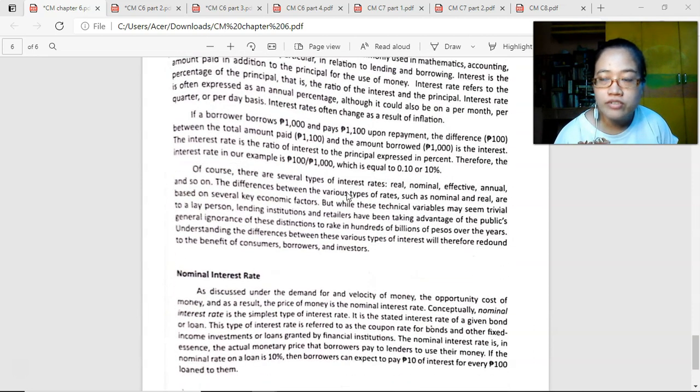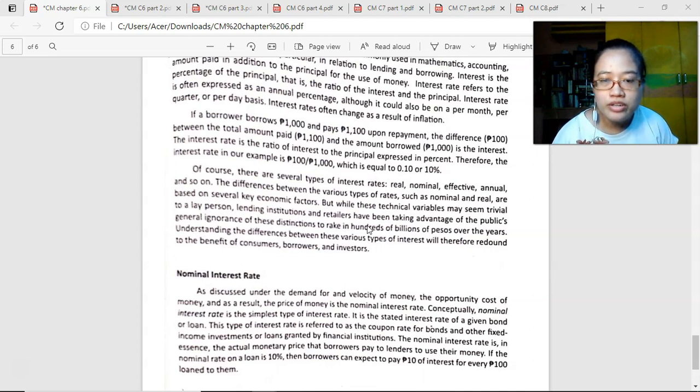Of course, there are several types of interest rates. Meron tayong tinatawag na real, nominal, effective, annual, and so on. Some of these will be discussed the latter part, okay? Yung differences between the various types of rates, such as nominal and real, are based on several key economic factors. But while these technical variables may seem trivial to a layperson, minsan kasi maliit lang naman yung amount, so it's insignificant, walang material effect. But in the case of businesses na malaking amount yung inuutang nila, malaking amount din yung interest na binabayaran nila. So, it could be a significant difference, okay?